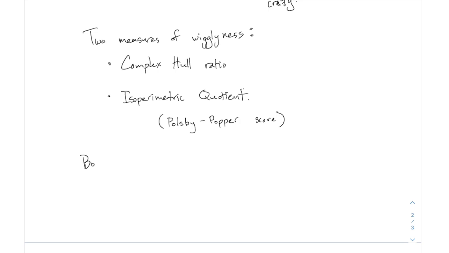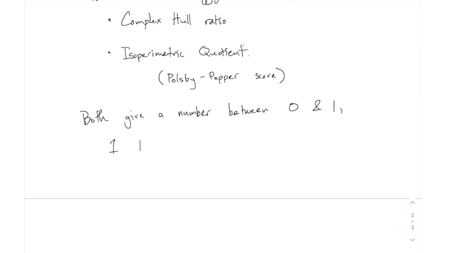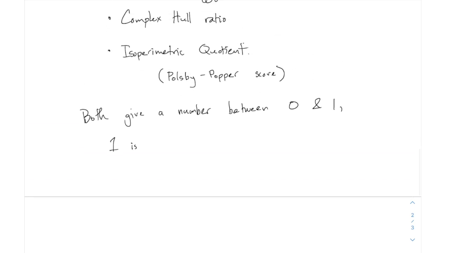Anyway, both of these give you a specific number between 0 and 1, which you can interpret as a percentage if you want. And the 1 is best. The way that these work is one is best, indicating not very wiggly, and zero is worst, indicating something that is as wiggly as possible. Very wiggly. All right. This is how the numbers work.